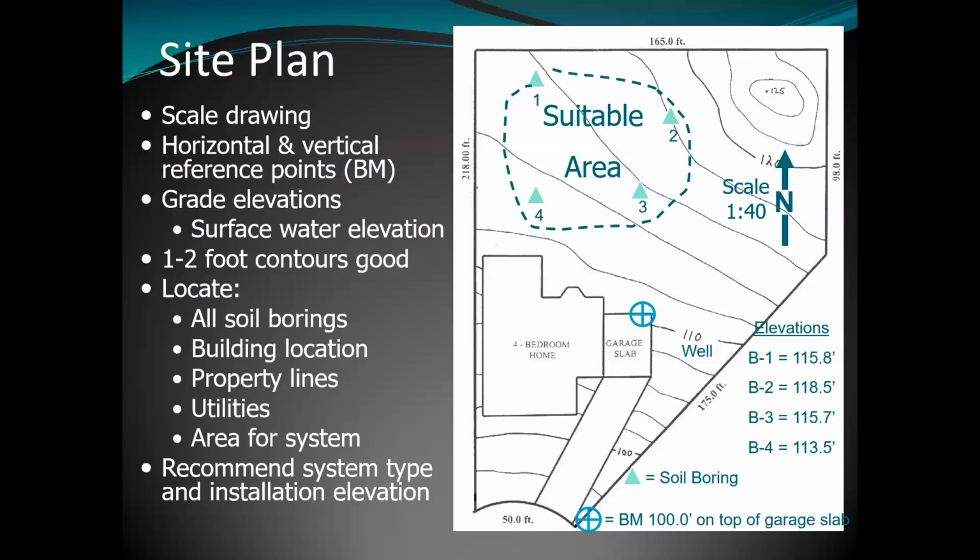So again, we saw this picture before: site plan, scale drawing, horizontal, vertical, grade elevations. If you had surface water, mark what that is. Locate your borings, buildings, property lines, utilities, area for a system. We've been having some issues about what's a suitable area. We recommend putting a dotted line on and calling it out, saying, this is my suitable area. Then there's no argument about, if I got 3 pits here, does that extend? If I want to put the system here, that's good. But if I want to put it over here, is that still suitable? Well, if I dotted the line, then I know that's a suitable area.